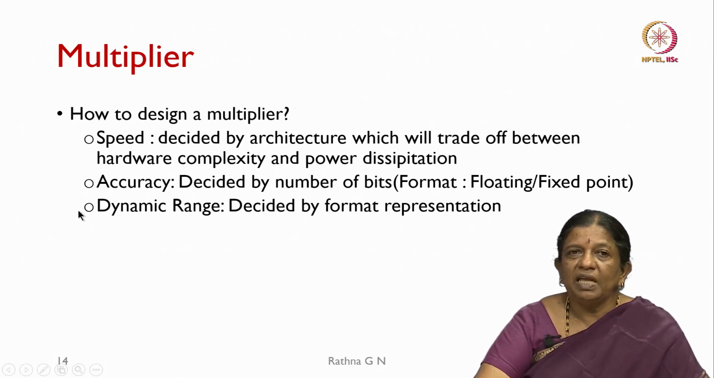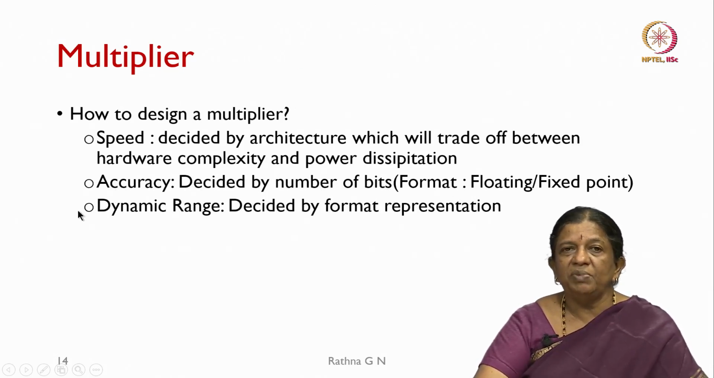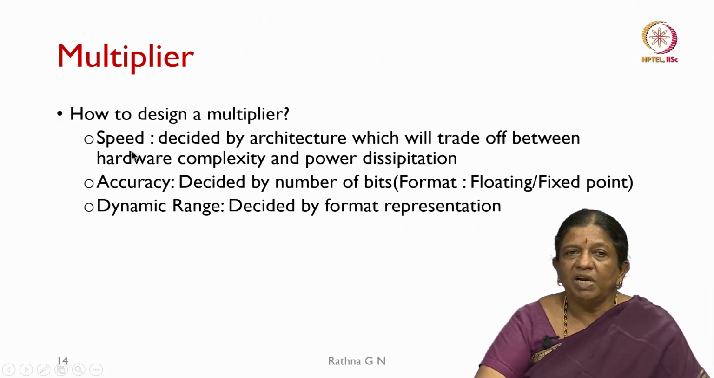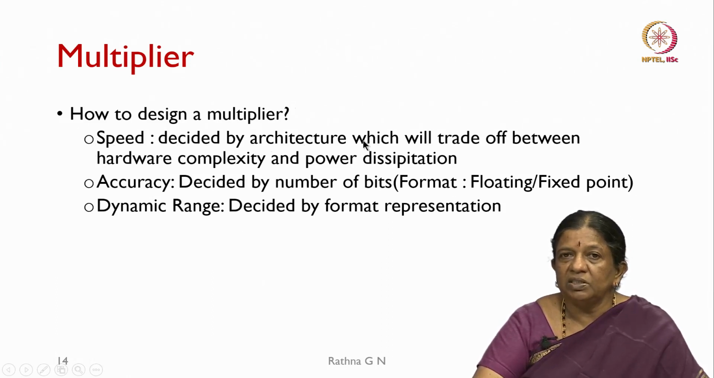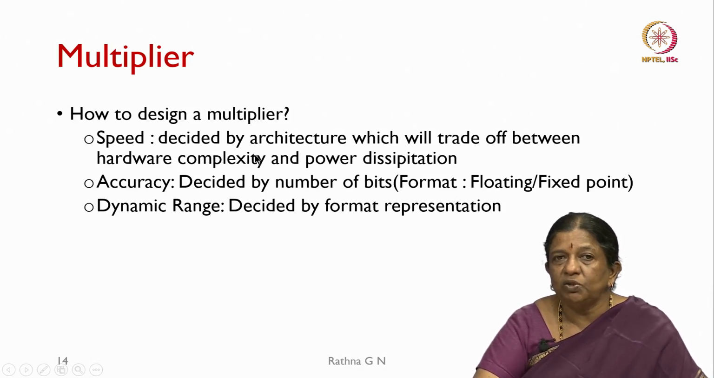So, first we will take up multiplier, how it can be designed. One is we are looking at, because we have a lot of multiplication and accumulation, speed is one of the criteria. This is going to be decided by the architecture. So, we have to have a trade off between hardware complexity and power dissipation. As the hardware increases, our power is going to increase also. So, we want to keep lower power consumption, and then we want to have more complexity in the hardware. So, we have to match between the two of them.